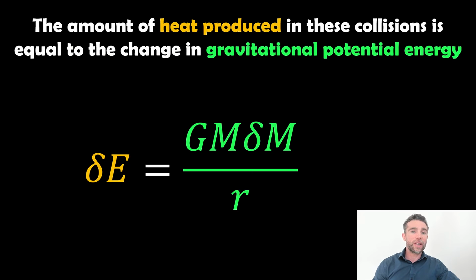So this is then the heat produced. The amount of heat produced in the collisions as they're growing, because it's the collision of material as they grow, is equal to the change in the gravitational potential energy. On the left-hand side you've got the heat produced, and on the right-hand side you've got the gravitational potential energy. We're going to come back to this and exchange out the mass: we're going to remove mass and put it in terms of radius and density instead, to make it a bit simpler to work with.